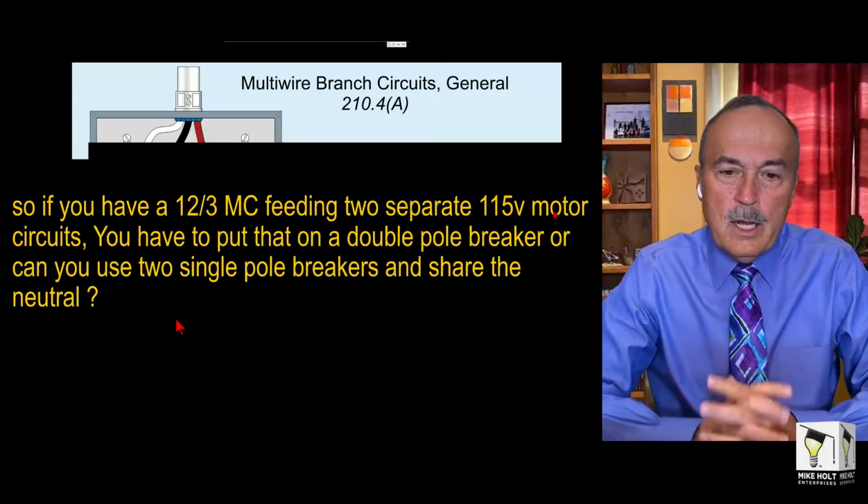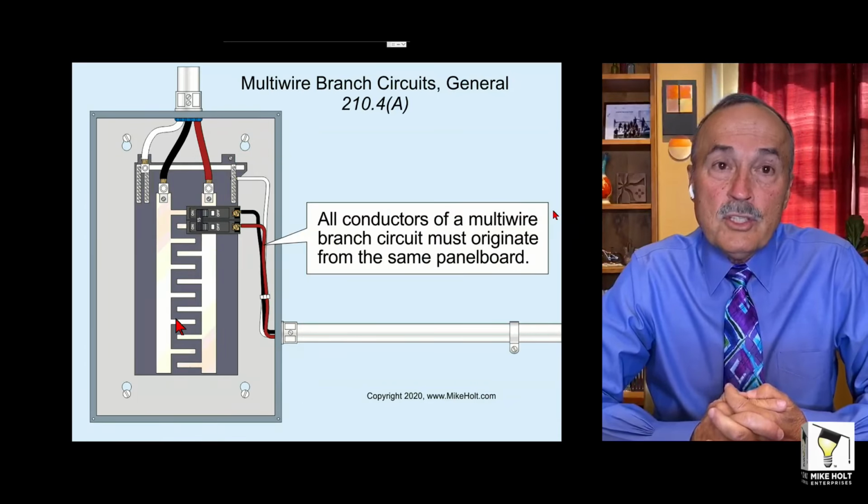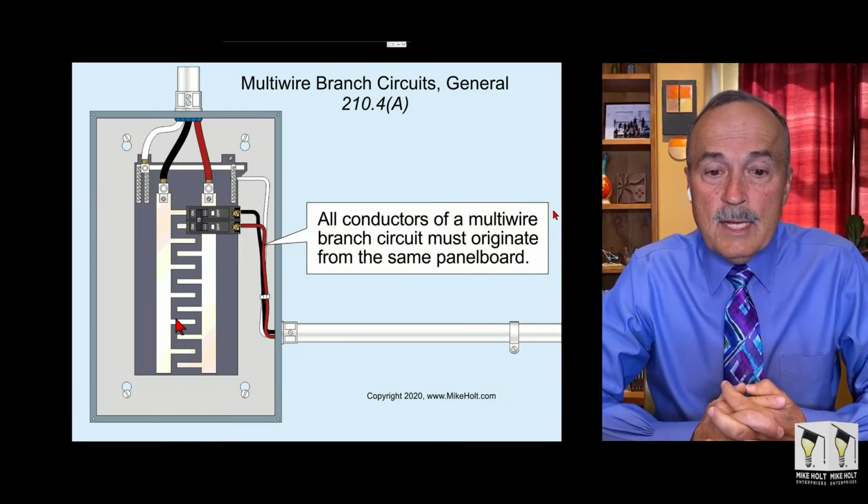What it's saying is I've got two motors, each 115 volts, and I'm running 3 wires. Clearly we're going to share a neutral, is that right? The only question is, do I put it on a 2-pole breaker, or can I put 2 single-pole breakers? So let's do a little review of multi-wire branch circuits. Probably should have gotten a definition of multi-wire branch circuit, but I'm making a note to add that.